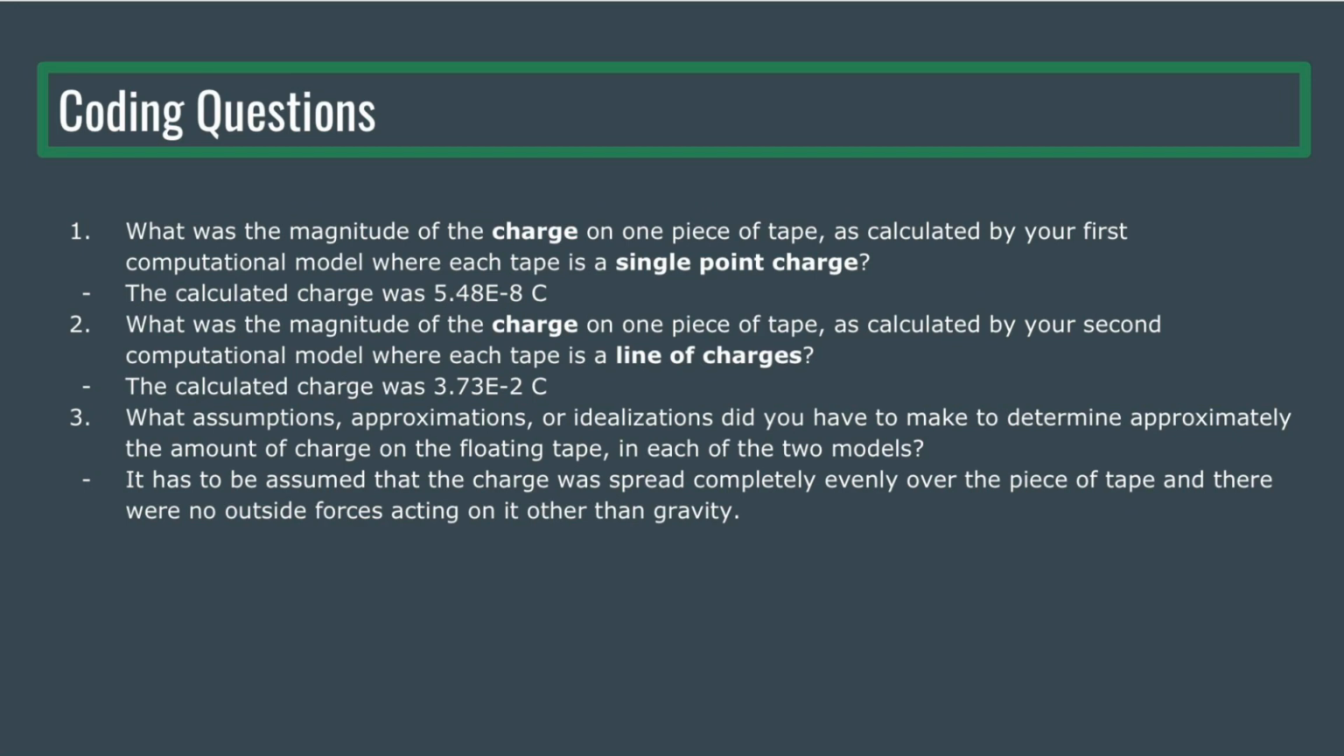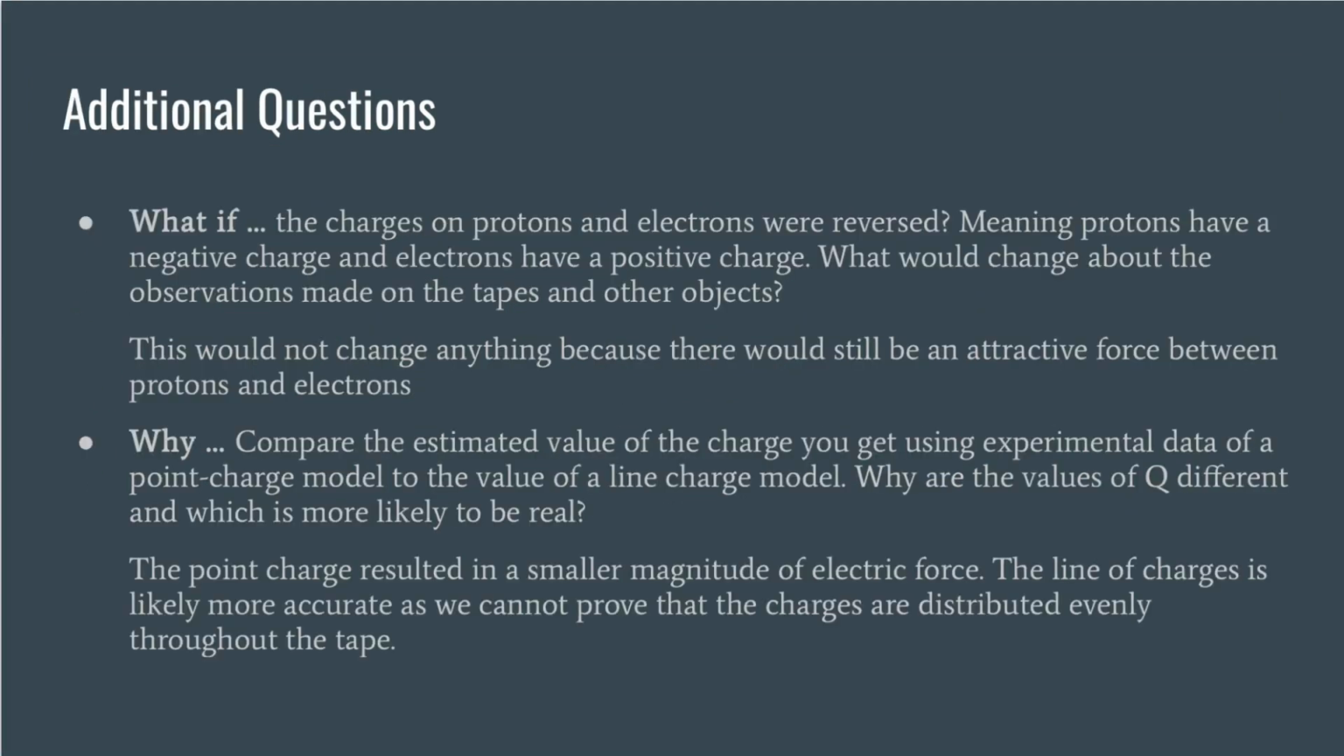Some assumptions I had to make for my computational model were that the charge was spread completely evenly over the piece of tape, meaning there wasn't one side of the tape that had more charge than the other, and that there are no other forces acting on the tape other than gravity and its electric charge. The what-if question asks what would happen if protons and electrons had reversed charges, meaning protons were negative and electrons were positive. This would not change anything because the forces would still attract each other.